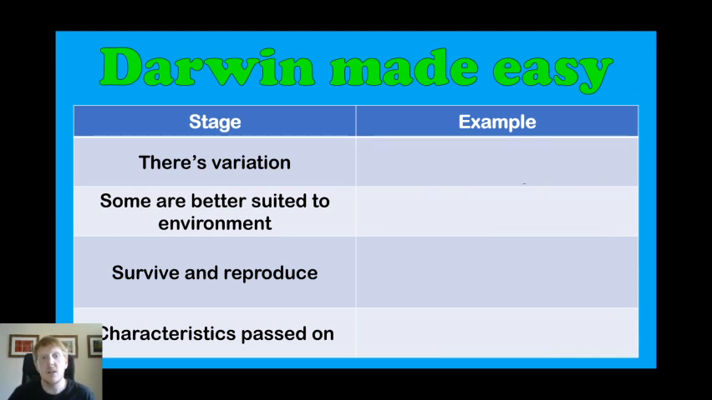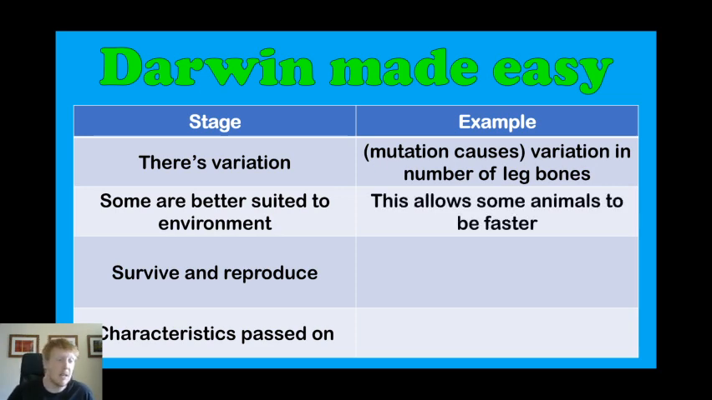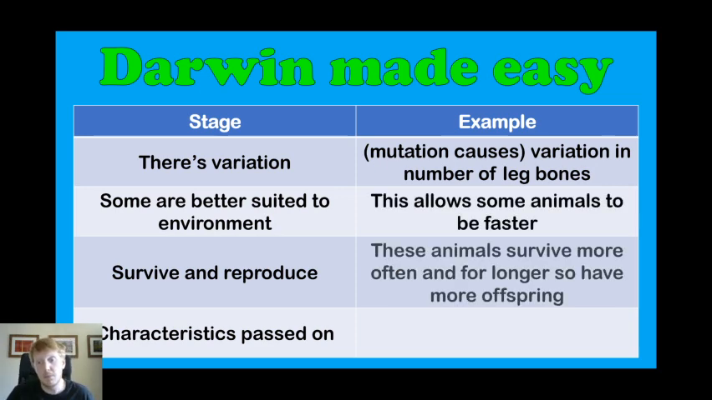Okay, so then let's try again. Let's try a different context. Let's say we have a mutation which causes variation in the number of leg bones of an animal, okay? And so this allows for some animals to run faster than others, which means that these animals survive more often. Maybe they can get away from a predator or something like that. And so therefore they live longer and have more offspring.